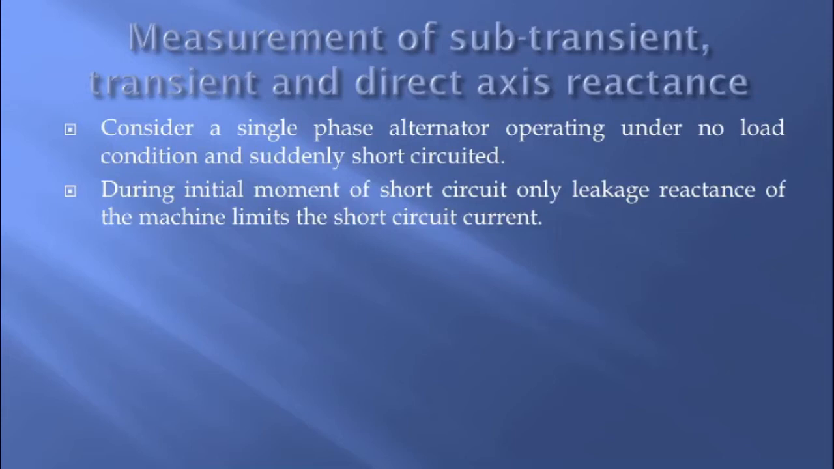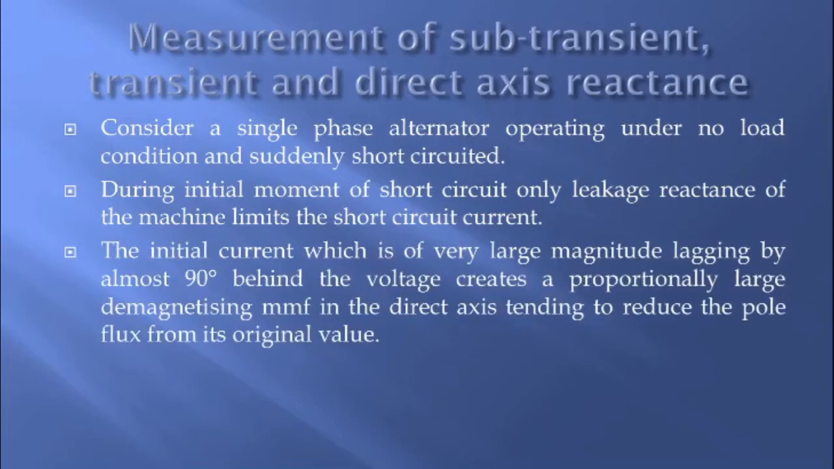Because you know that the coils are very less resistive and highly inductive in nature. So the leakage reactance is the only thing limiting the short circuit current, and the current has a 90-degree phase difference with the voltage. The current lags behind the voltage by 90 degrees, and that is why the mmf which is produced by such current is demagnetizing in nature.